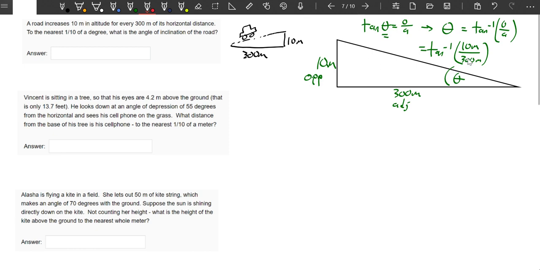We can see that meters and meters is going to go out of the way real nice. And 10 over 300 is 0.03333333. And if we take the inverse tan of that, we're going to get 1.909 degrees. And this is to the nearest tenth of a degree, so we would just write in 1.9. We're not going to type degrees because how are you going to do that? Well, I mean, it's possible, but don't bother. 1.9.